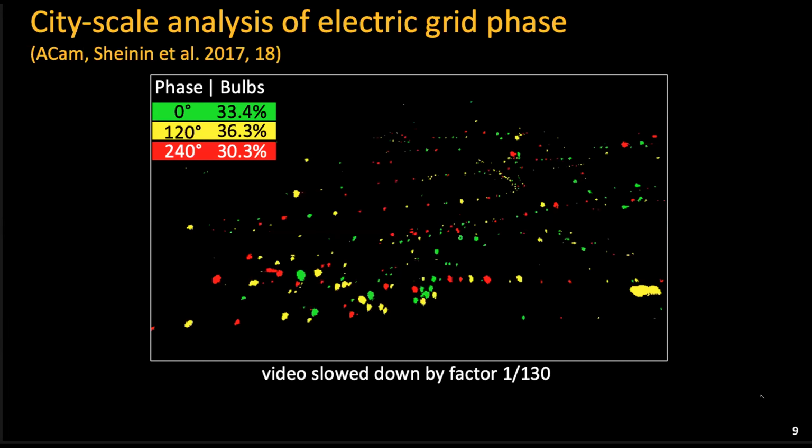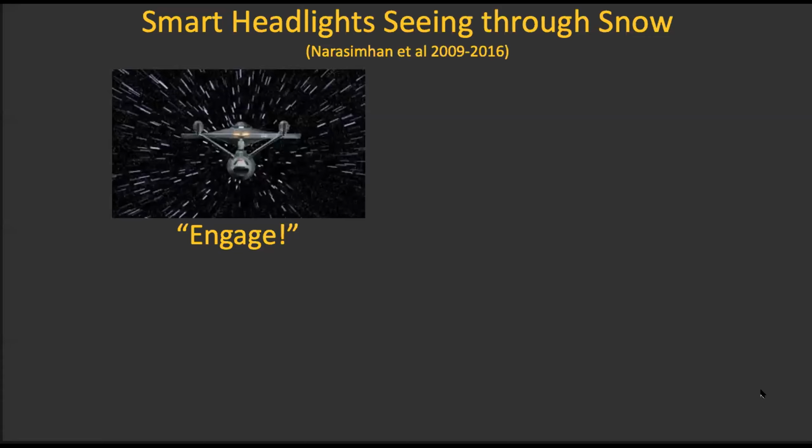The last example I want to give before I go into today's talk is the work we did with smart headlights. When I was young, I was a fan of Star Trek. I don't know how many of you were fans. I really loved the captain saying, "Engage." And they would show the spaceship moving forward and all the stars whizzing past you. But as I grew up, I figured out how far these stars are and the speed of light, and it made no sense to create these kinds of images.